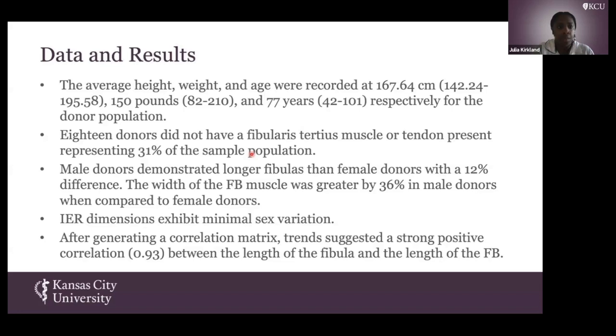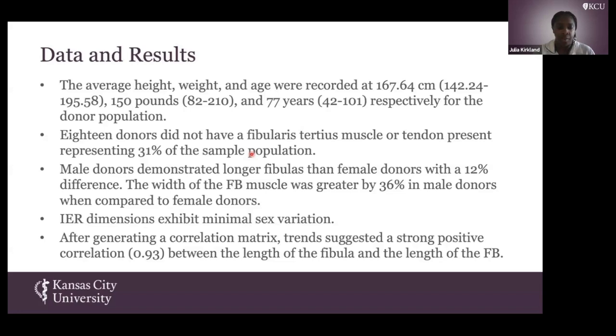sample population. Male donors demonstrated longer fibularis brevis, or longer fibulas, than female donors with a 12% difference, and the width of the fibularis brevis muscle was greater by 36% in male donors when compared to female donors. And then the inferior extensor retinaculum dimensions exhibited minimal sex variation.